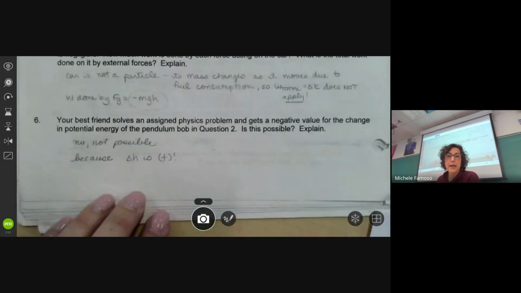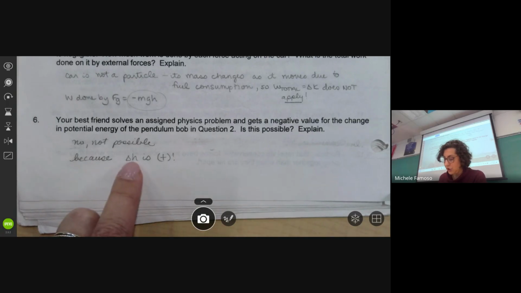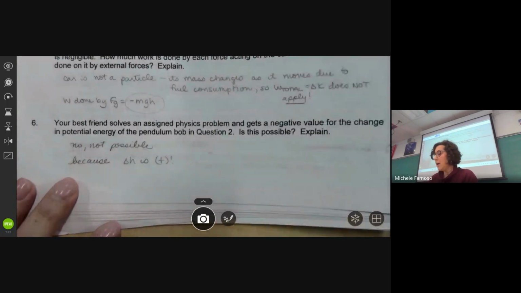Okay. And lastly, number 6, this is not a possible situation because the change in height is always positive. It went from lowest to highest point, so that's not possible. You can't get a negative value for the change in potential energy. Not from lowest to highest point. You can from highest to lowest, but not lowest to highest. They had it backwards. Okay? All right.